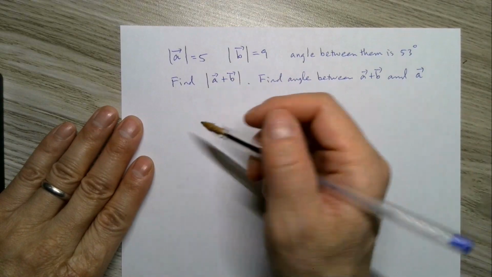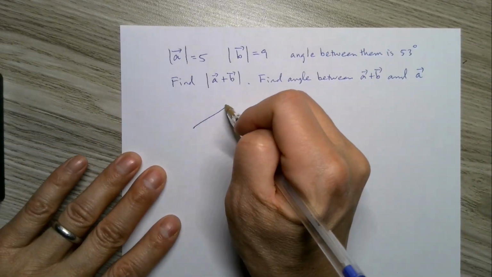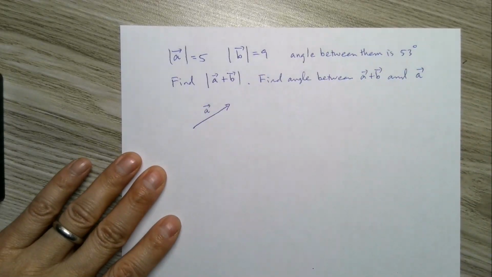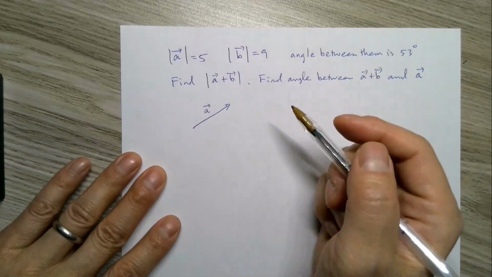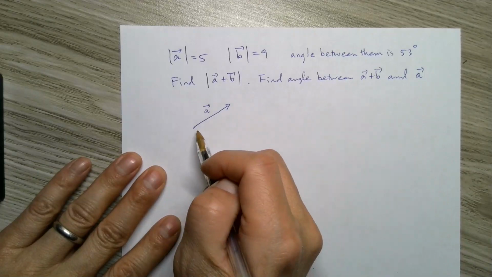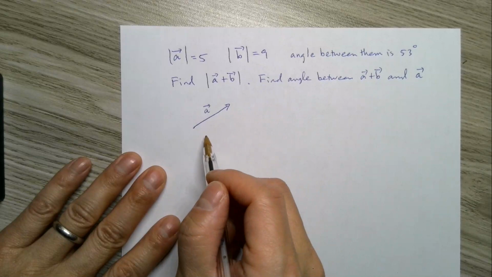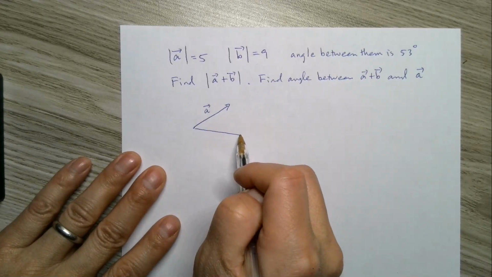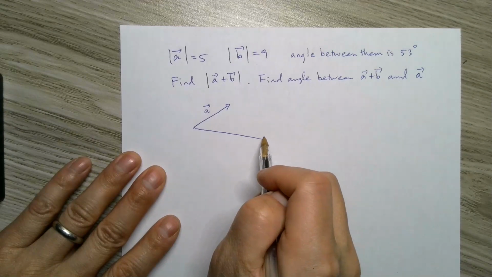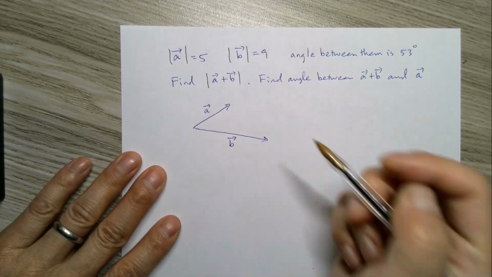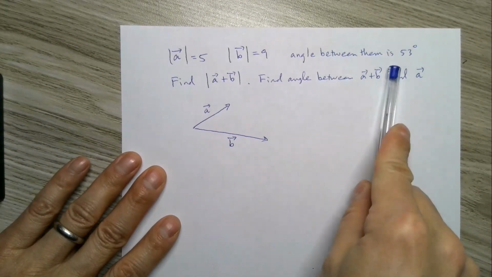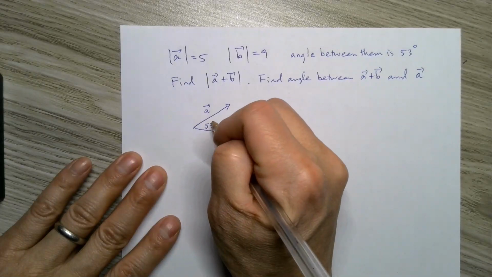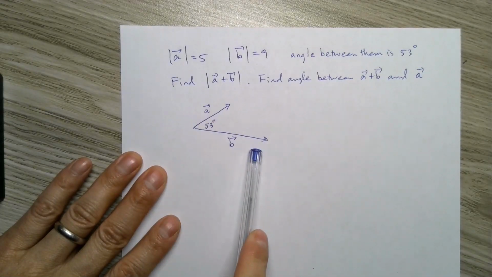Okay, so I'm going to draw vector A, that has a magnitude of 5, and now I'm going to draw a vector B, which has a magnitude of 9, so it's got to look about twice as much as A. It looks like twice as much. And the angle between them, meaning the angle where the tails meet, is 53 degrees. So this is the given information.